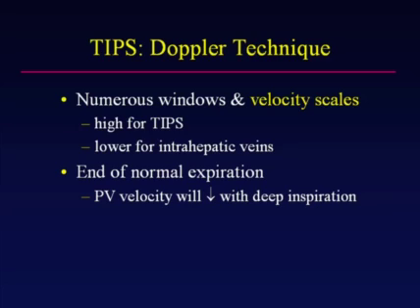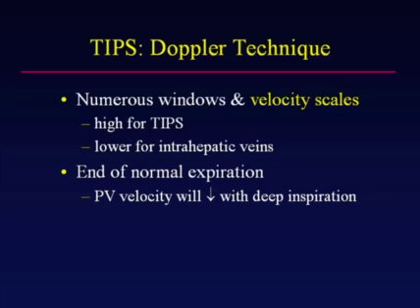The velocity scales will have to be relatively high for the TIPS because velocity is typically in the 100 to 200 centimeter per second range, but you're going to need to decrease those velocity scales to look at the intrahepatic, parenchymal, portal, and hepatic veins.